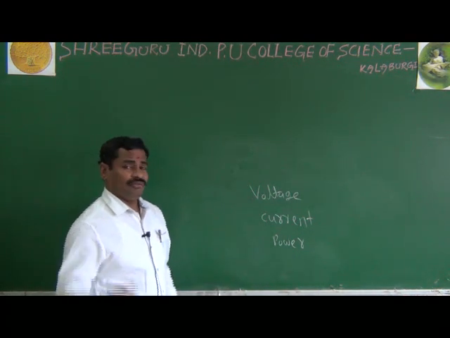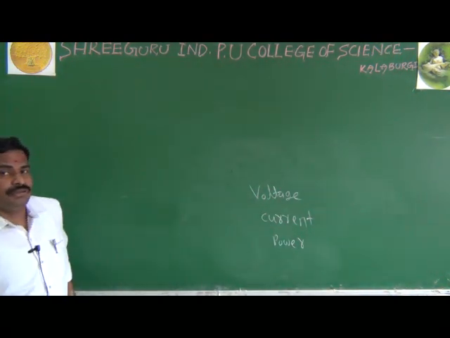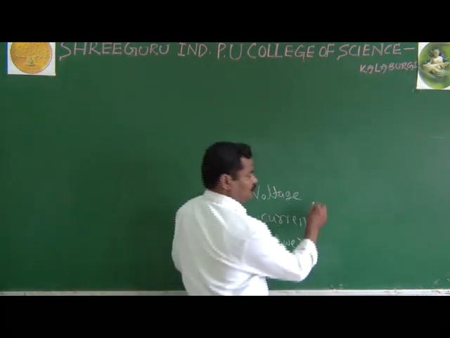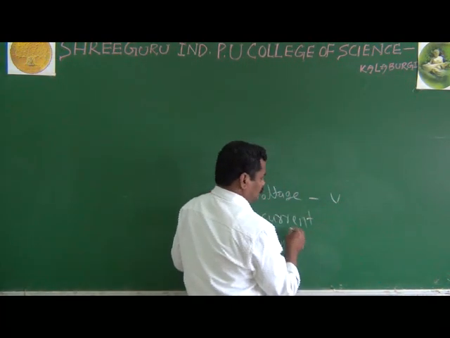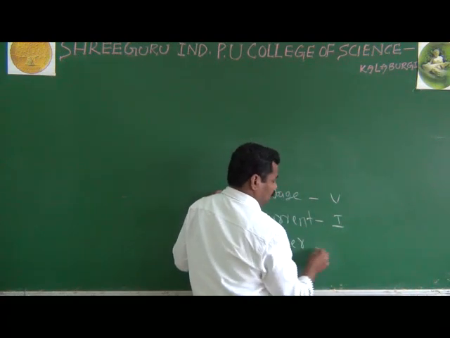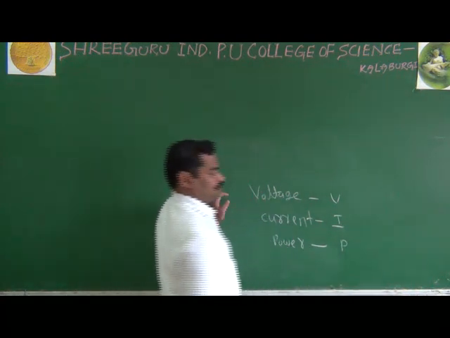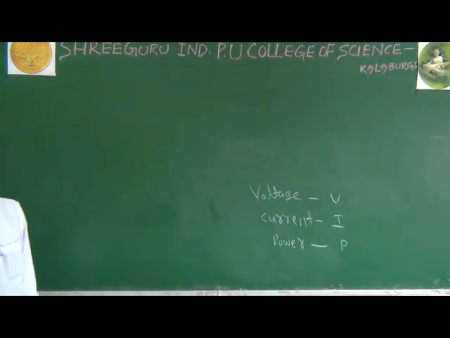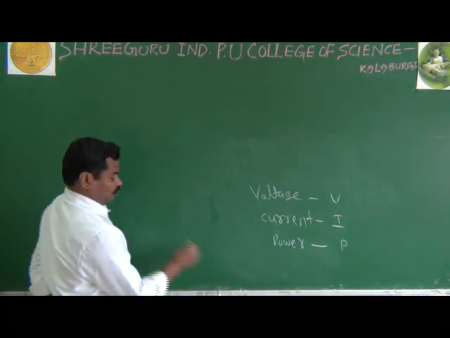And a very simple way to remember this: voltage is V, current is, as we know already, I, and power is P. So electronics students are called VIPs.